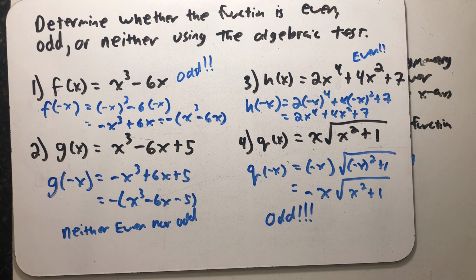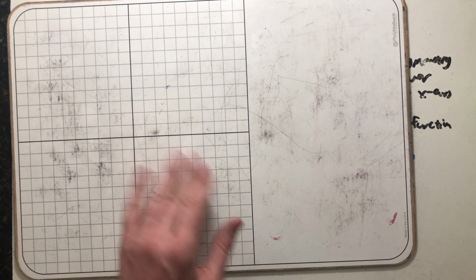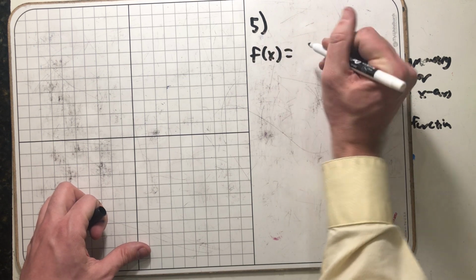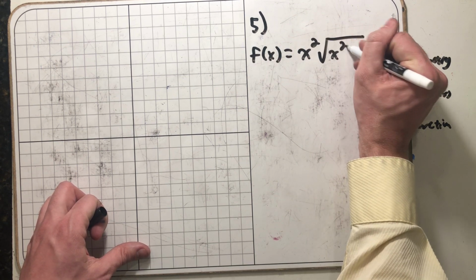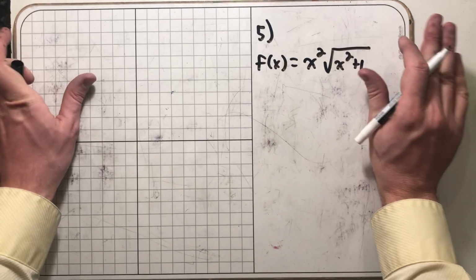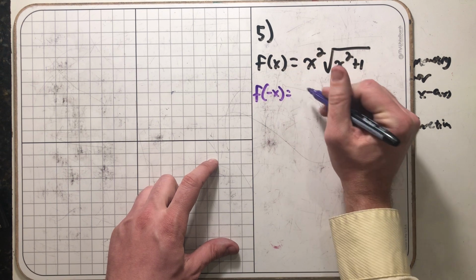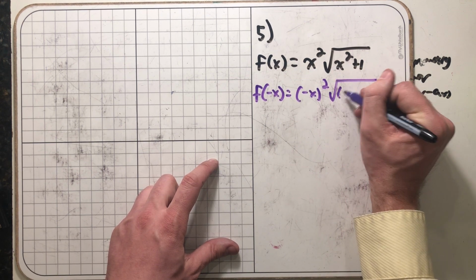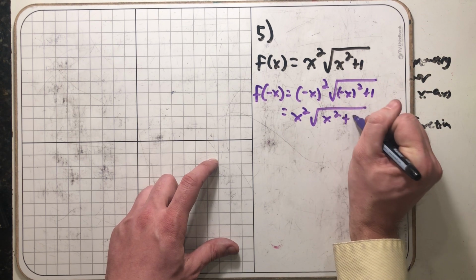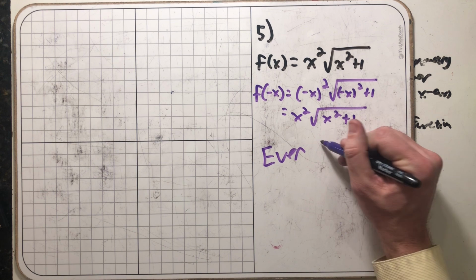Let's just do one more example while we're here. So this will be number 5, and I'm just going to call this f of x. And it looks a lot like the last one we did, except for instead of x times that square root, it's going to be x squared. So let's replace x with minus x. And with those even powers, nothing happens. That's the exact function I started with, and that is an even function.